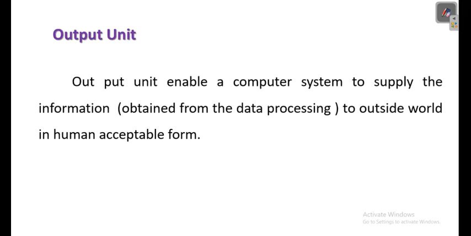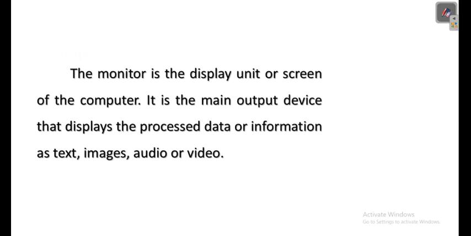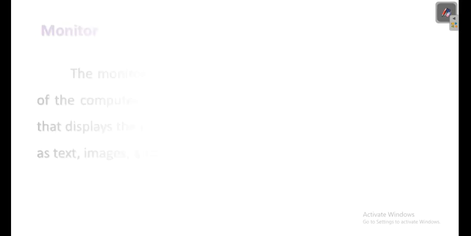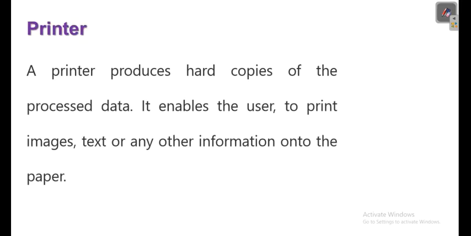Output unit. The output unit enables the computer system to supply information to the outside world in a human acceptable form. The monitor is a typical example. A monitor is the display unit or screen of the computer. It is the main output device that displays the processed data or information: text, image, audio, video, etc. Printer. A printer produces hard copies of the processed data. It enables us to print images, text, or any information onto paper.